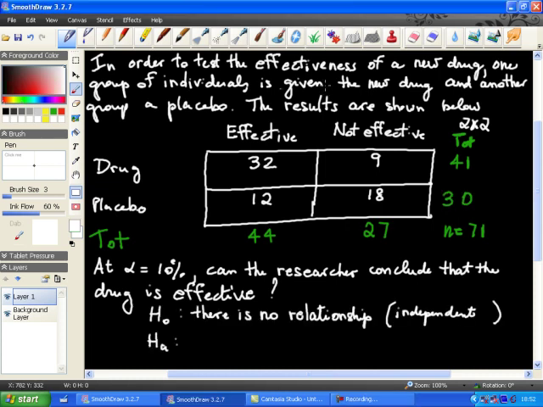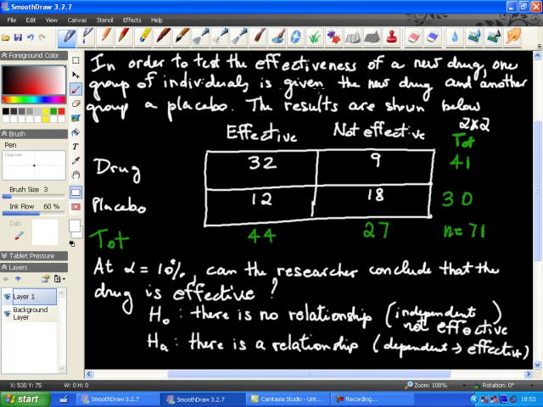As usual, the null hypothesis is no relationship, so independence between effectiveness and being given the drug. That means that the drug is not effective, because if the effectiveness does not depend on the medication, the drug is not effective. It's a good idea in these cases, which need a little more thought, to translate in terms of the question what it means. So make sure you don't memorize it. It has to make sense to you.